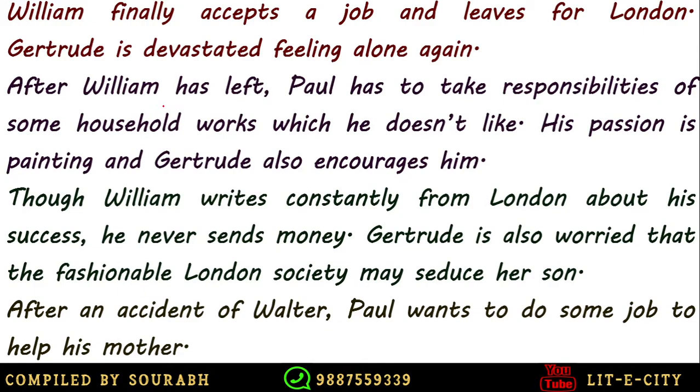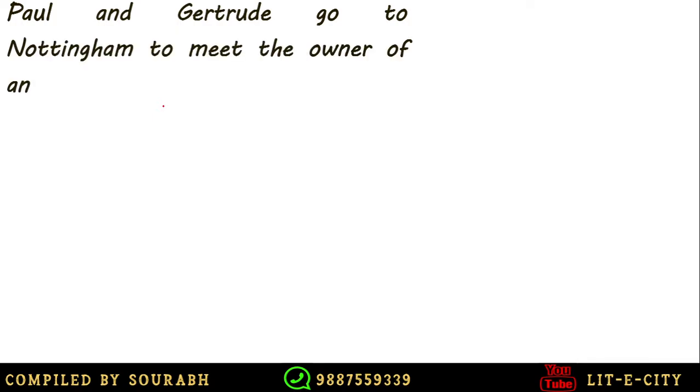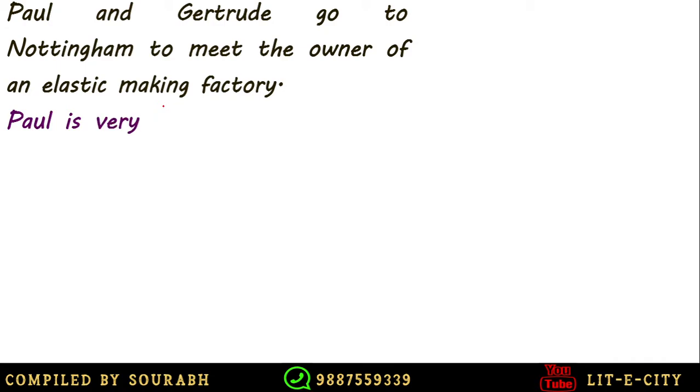William writes constantly from London, and he poses that he is having success, but he never sends any money. Gertrude is also worried that the fashionable London society may seduce her son. After an accident of Walter, Paul also wants to chip in to the family's income so that he can help his mother. As such, Paul and Gertrude go to Nottingham to meet the owner of an elastic making factory.